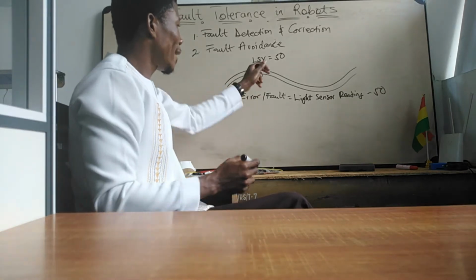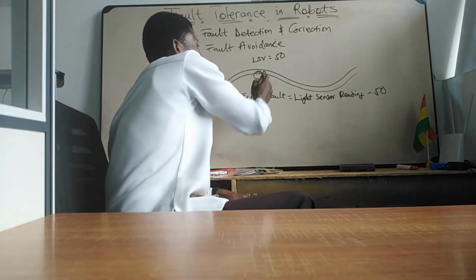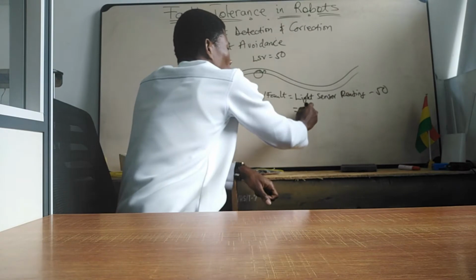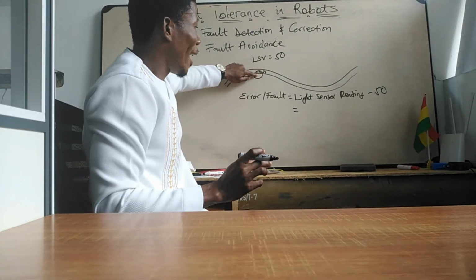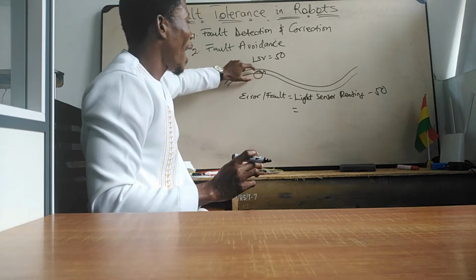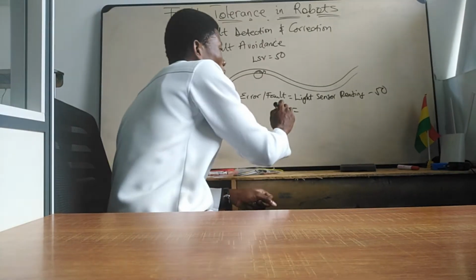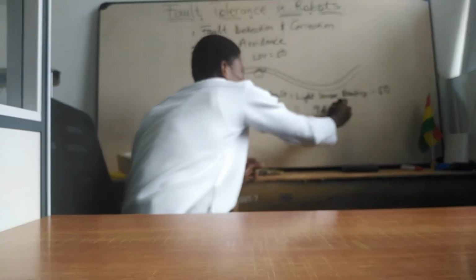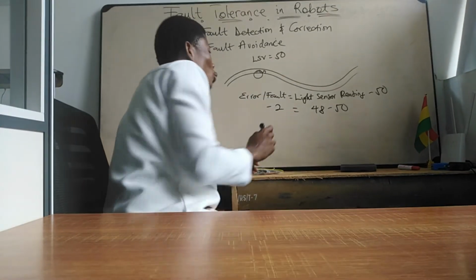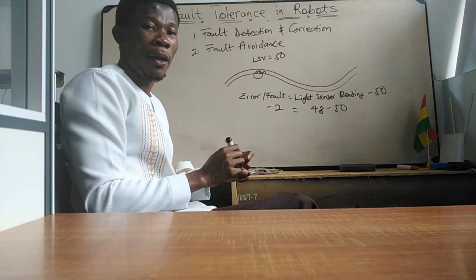So if the light sensor should drift a little more into the black, let's assume the readings will come from the light sensor. Once it gets a little more into the black than the mid position, half on black, half on white, we'll be measuring a figure less than 50. Let's assume 48, which will mean 48 minus 50 gives -2 fault, or -2 error, being measured.